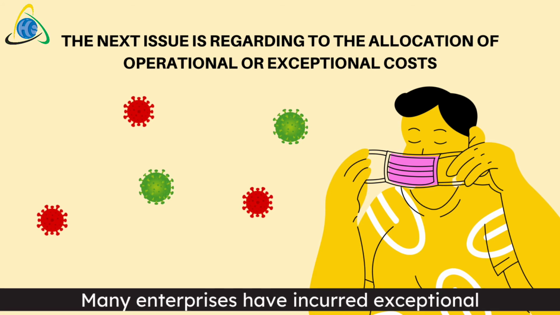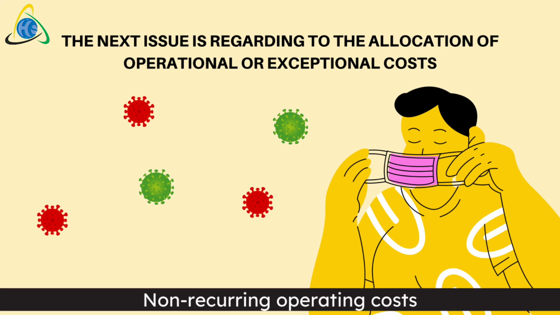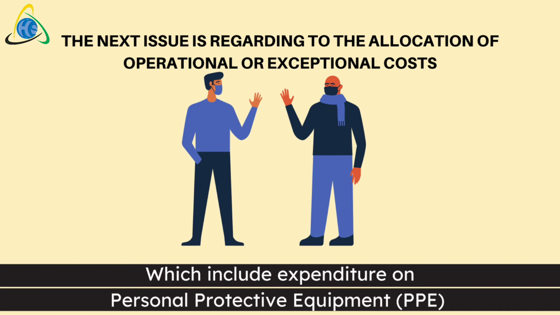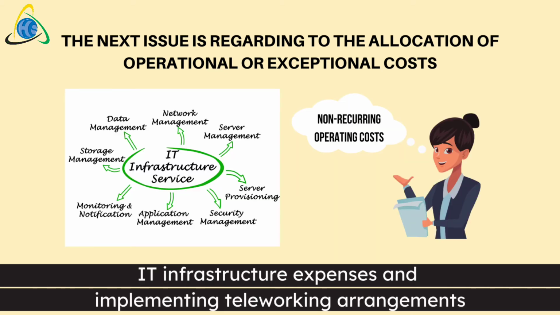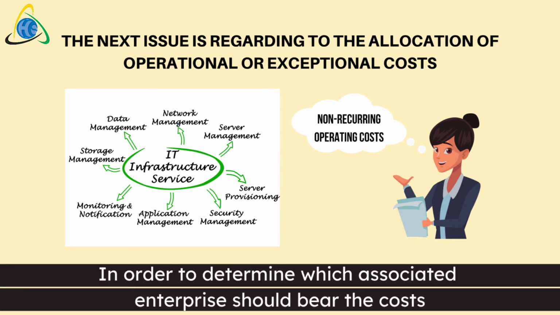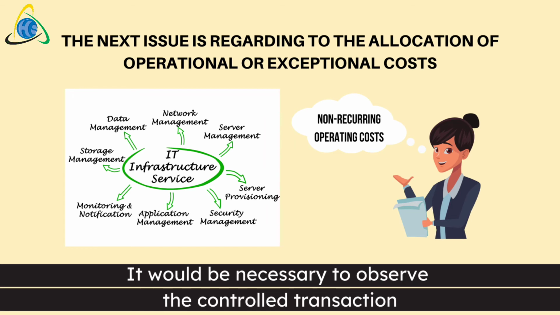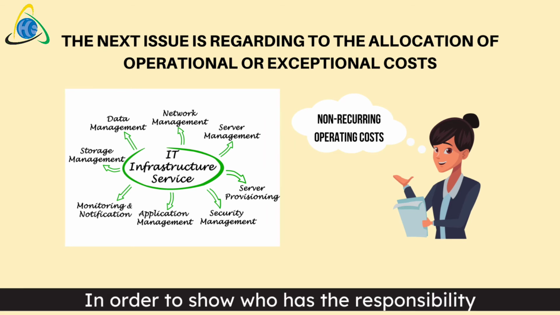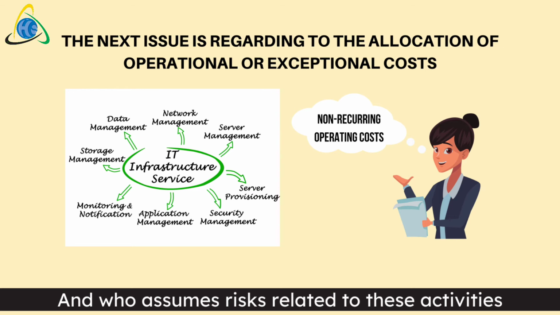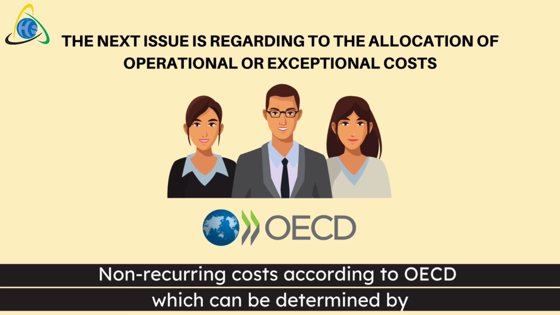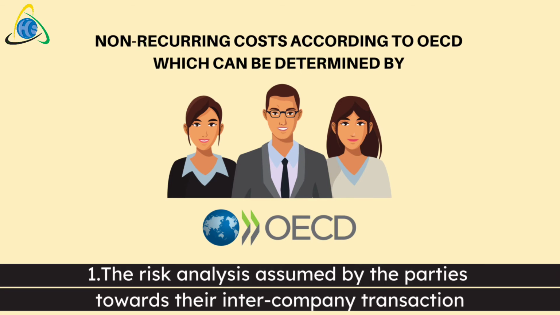Due to the COVID-19 pandemic, many enterprises have incurred exceptional, non-recurring operating costs, which include expenditure on personal protective equipment, resetting workspaces to enable physical distancing, IT infrastructure expenses, and implementing teleworking arrangements. In order to determine which associated enterprise should bear the costs, it will be necessary to observe the controlled transaction in order to show who has the responsibility for performing activities related to the relevant costs and who assumes risk related to these activities. There's also the treatment of exceptional non-recurring costs according to the OECD, which can be determined by the risk analysis assumed by the parties towards their intercompany transaction.